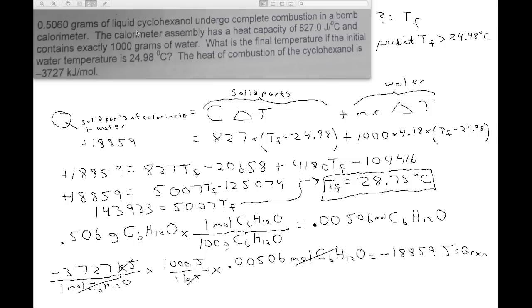So, as it turned out, what did they mean by this term calorimeter assembly? During the tutoring session, I thought that assembly meant solid portions plus water, but now I've changed my mind, and I think it just means the solid portions of the calorimeter assembly, not including the water, unless they say that specifically.